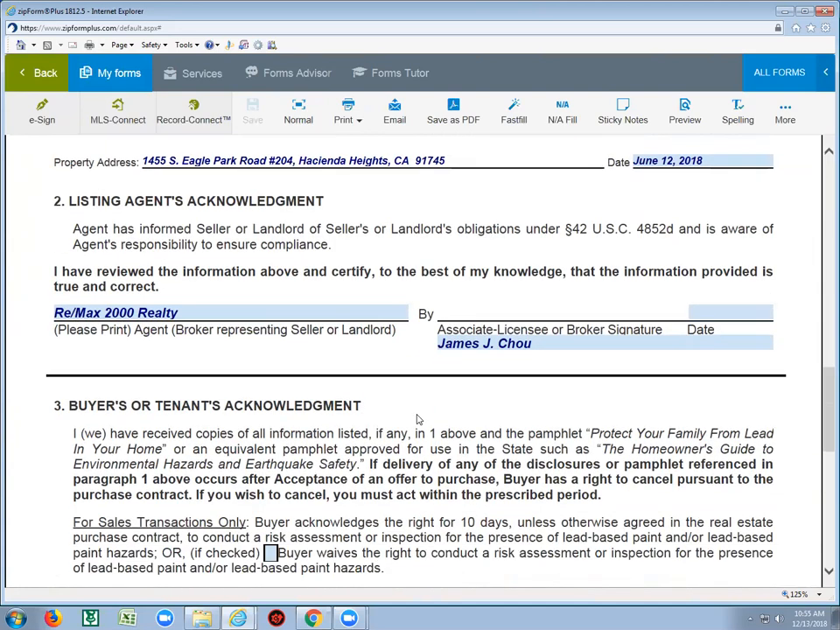Okay, listing agent acknowledgement. The agent informed the seller of the seller-landlord obligations under the code, and they are aware of the agent's responsibility to ensure compliance. So when buyer and seller sign, we need to sign. We cannot get away with it. So we have a lot of liability. The more transactions you do, the heavier the burden, and you put it on your shoulders. So we get scarier every time we do a transaction.